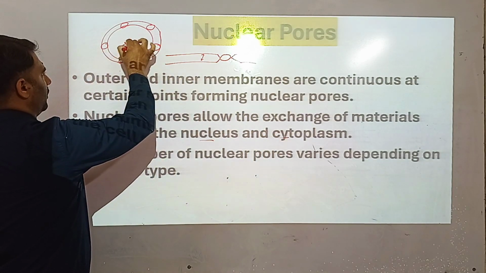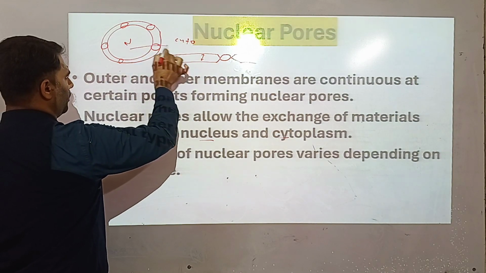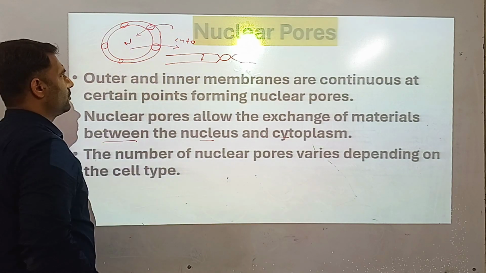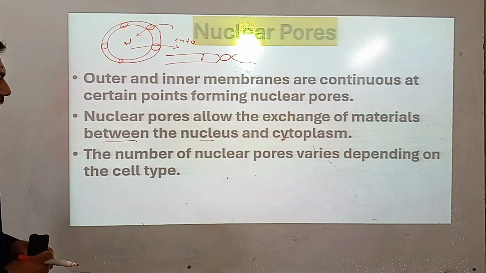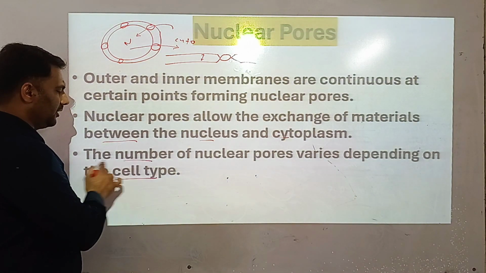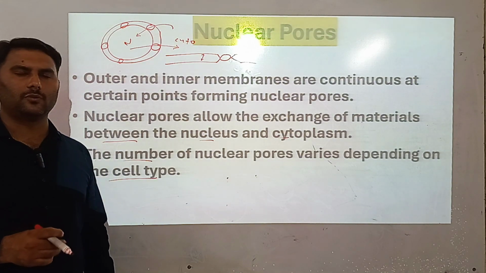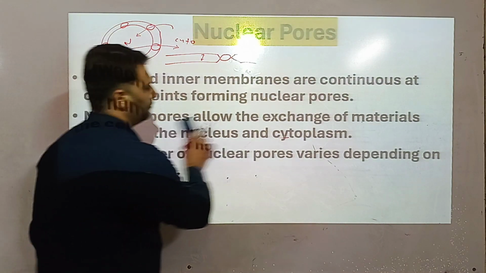This is the nucleus, and outside is the cytoplasm. The exchange of material from the nucleus to the cytoplasm, moving outside, or from the cytoplasm to the nucleus, is also facilitated by these nuclear pores. The number of nuclear pores varies depending on the cell type. The numbers are not fixed. According to the type of cells, the numbers of nuclear pores are different.